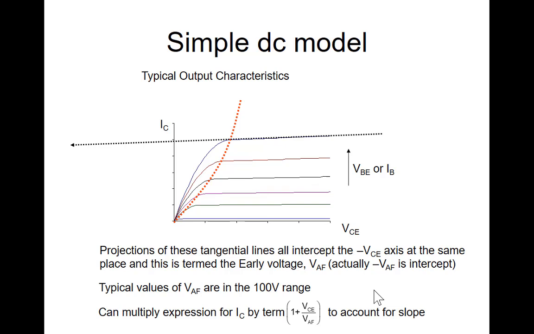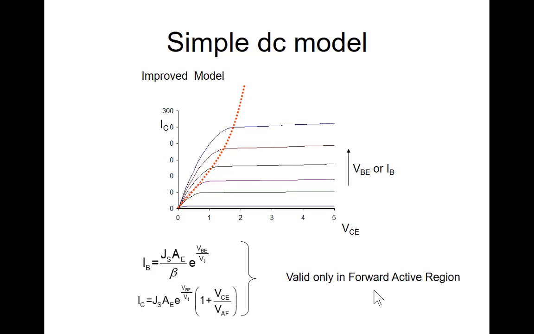We can multiply the expression for IC by the term 1 plus VCE over some constant quantity. That quantity, as we said, was the Early voltage. So we're going to multiply the collector current by 1 plus VCE over VA, and that'll be an improved model of the bipolar transistor. So here we have the improved model in the forward active region. We just multiply this by 1 plus VCE over VA. We don't need to do that in the base current expression because there's really no justification for doing that there.